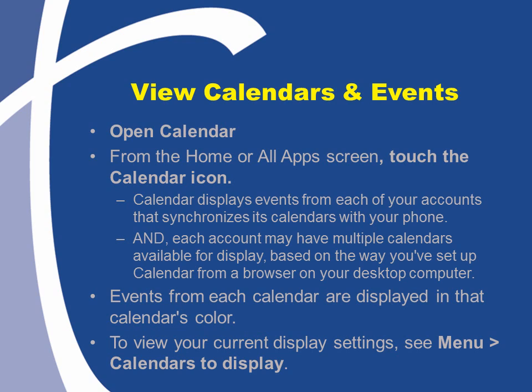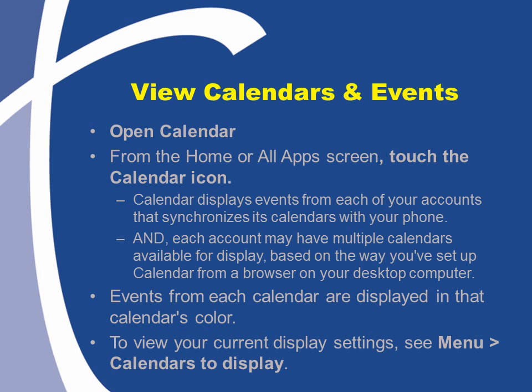Now here's the part that we all want to be able to use our phones for. How do I view the calendars and events, in particular for today, maybe for tomorrow, and how do I start getting those things to work? So how you do that is open up Calendar by touching the Home or All Apps screen and touch the calendar icon. The calendar will then display the events from your phones that have been synced up, and it'll go with that primary calendar that you set just moments ago.